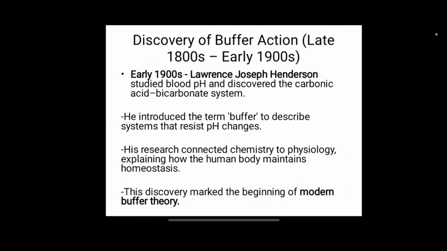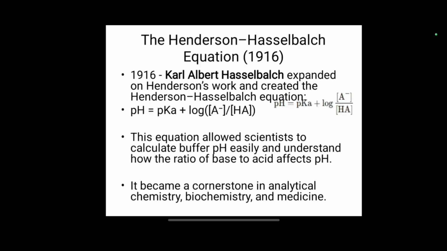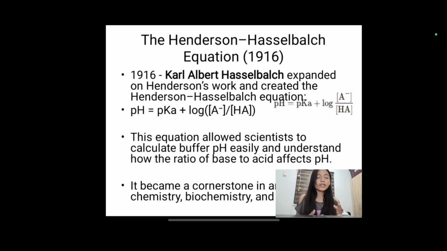For example, when you run and breathe heavily, your blood releases more carbon dioxide, and this buffer system helps keep things balanced. Henderson also introduced the word buffer to describe any system that resists sudden pH changes. This idea became the foundation of modern buffer theory. A few years later, in 1916, Carl Albert Hasselbalch built on Henderson's research. He came up with the Henderson-Hasselbalch equation, which helps scientists calculate the pH of buffer solutions.